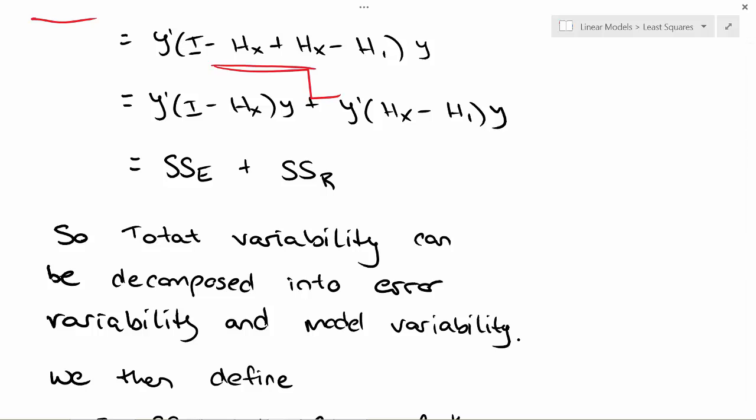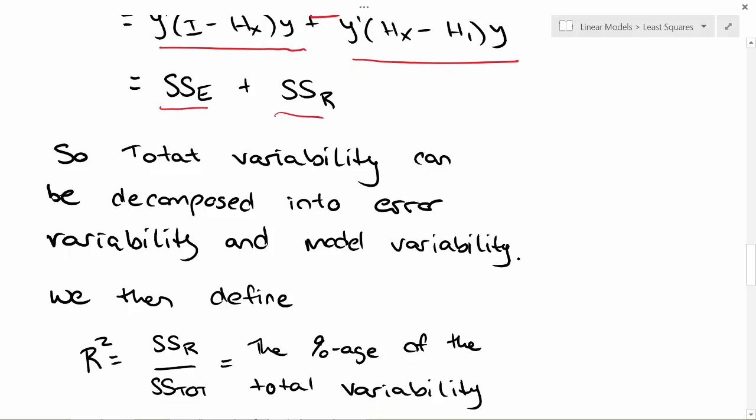And then I can distribute my quadratic form and get y transpose (I minus Hx) y plus y transpose (Hx minus H1) y. In other words, my sums of squares for the total is equal to the sums of squares for error plus the sums of squares for the regression. In other words, total variability can be decomposed into error variability and model variability. And this is the result we see in our more introductory lectures on regression, but here's how it plays out in the linear algebra. But we can take this further.